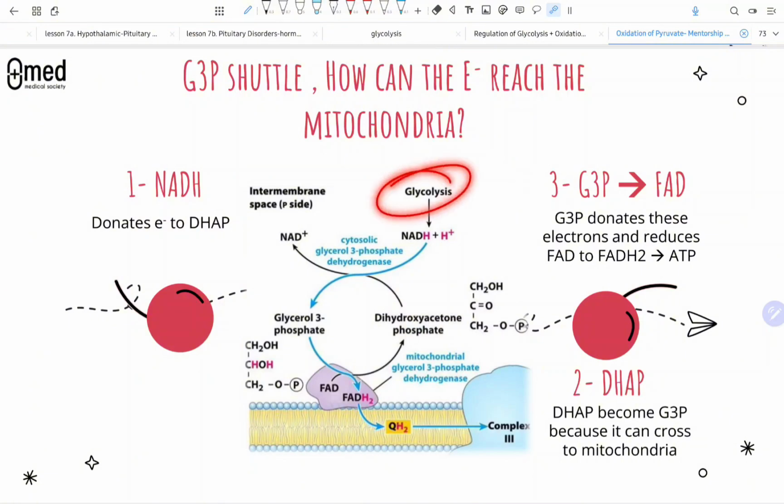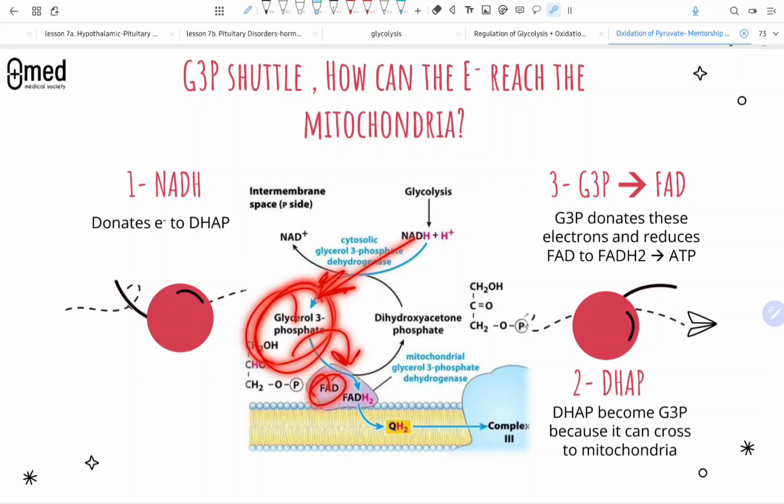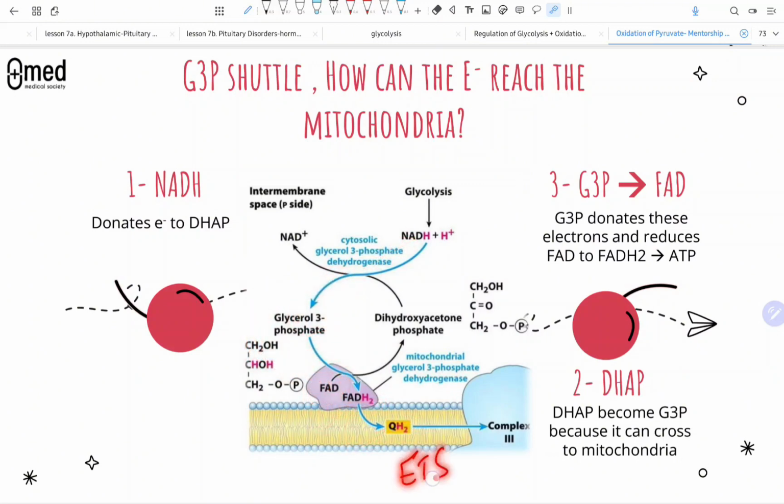So, glycolysis, as I've said before, generates NADH. This is the one that's holding the electron. NADH then sends this electron to DHAP. Since DHAP cannot actually cross the mitochondrial membrane, it becomes G3P. G3P, holding the electron from NADH, delivers this electron to FAD. FAD is then reduced to FADH2 and the electron is delivered to the mitochondria, and then in the electron transport system we have oxidative phosphorylation and ATP is produced.